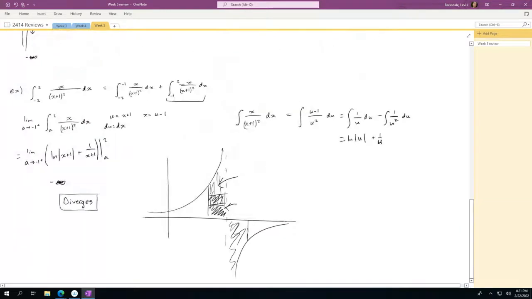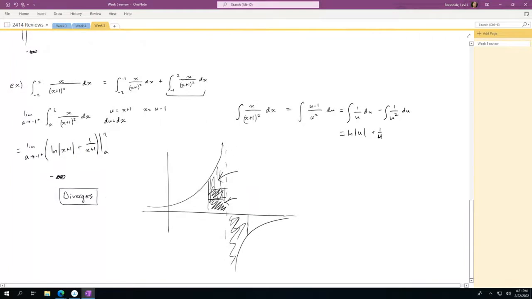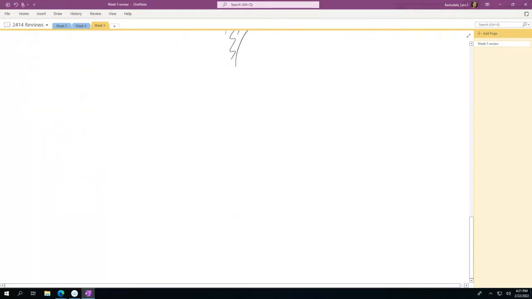Any questions? Just seems like discrete math. Math is all connected, you know.